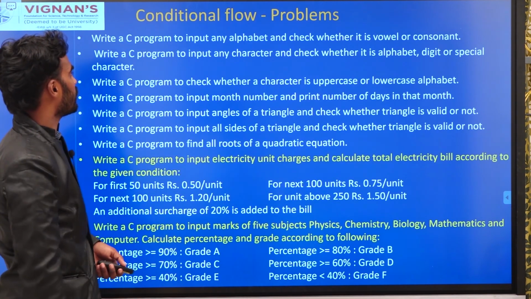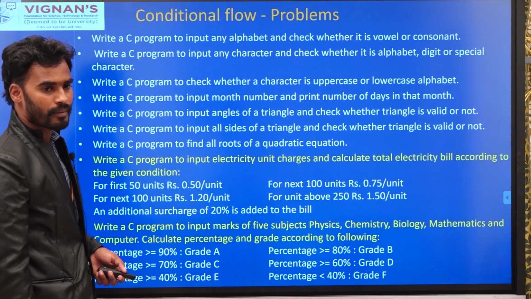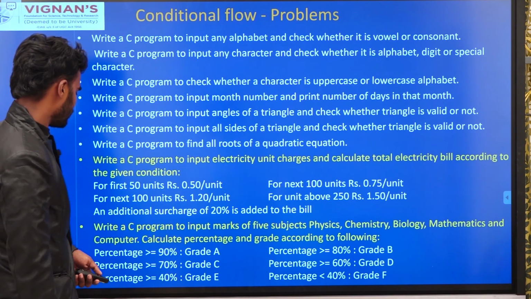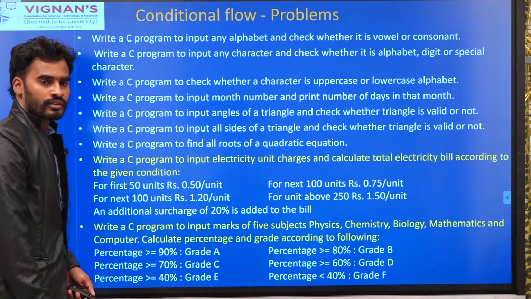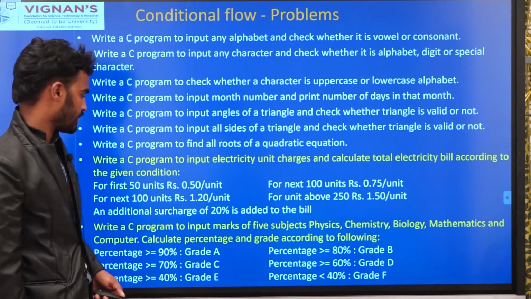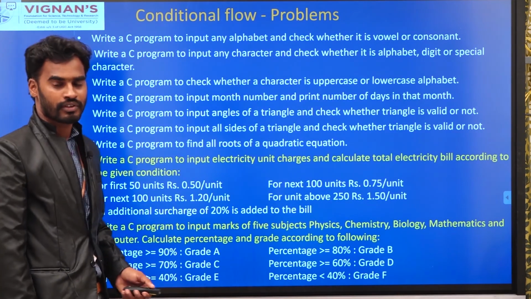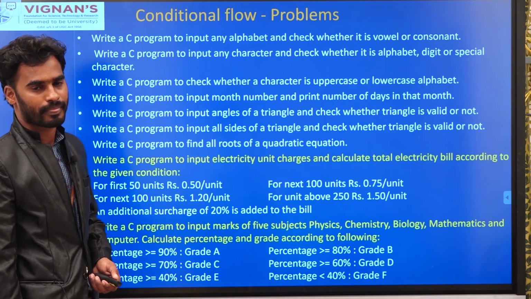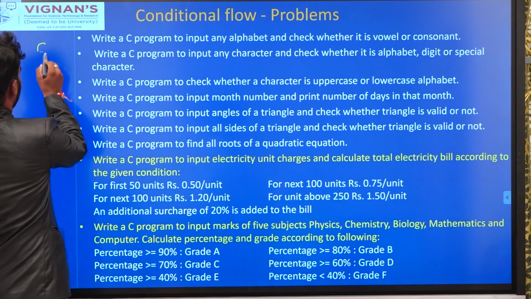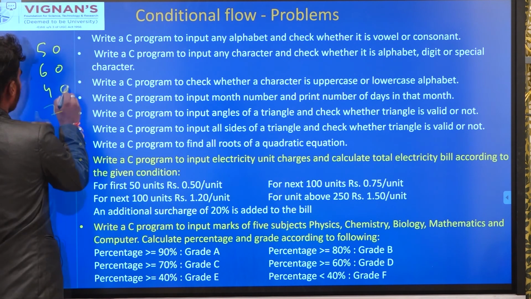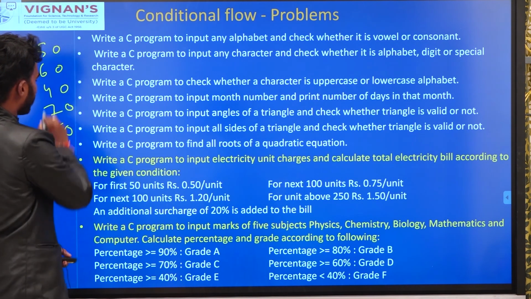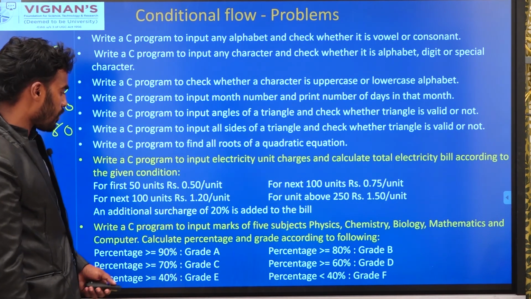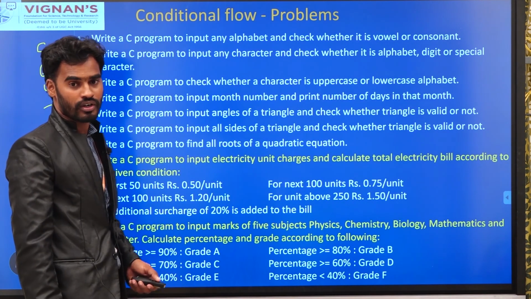So these are some of the problems on conditional flows. If you want, you can practice them. Let's discuss one example, the last one. For the given 5 subject marks, you have to give the final grade. You will be given 5 subject marks like 50, 60, 40, 70 and 80, and you have to give the grade. The grade should be one among A, B, C, D, E, F, not all.